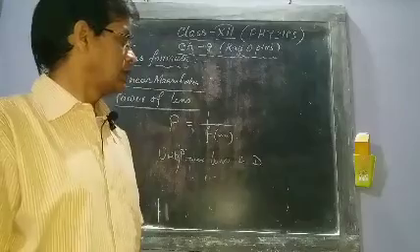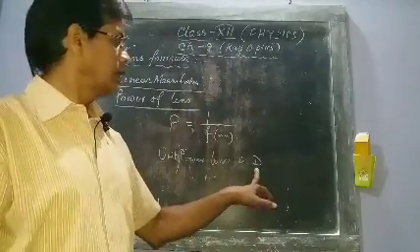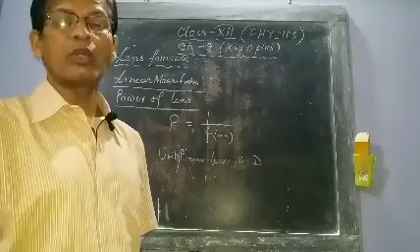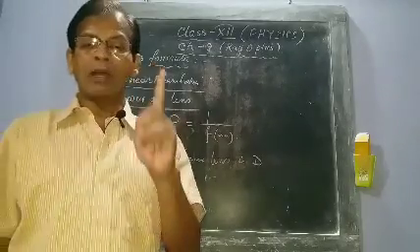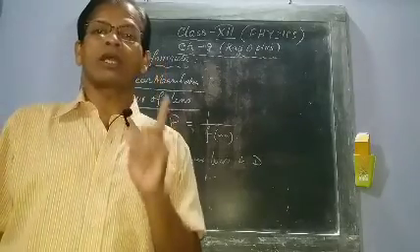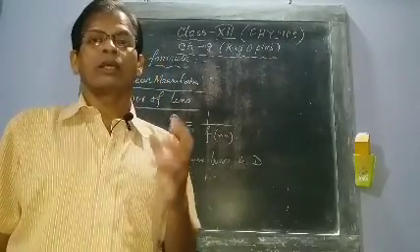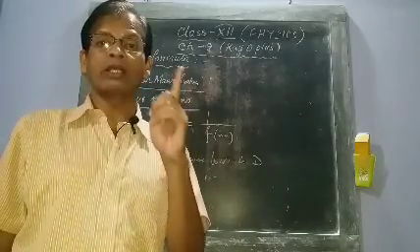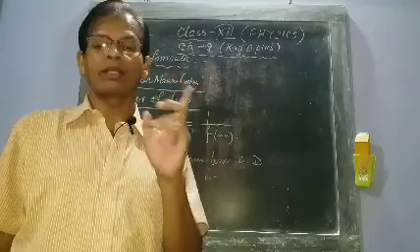D-I-O-P-T-R-E. Diopter. Diopter is denoted by D. What is one diopter? The power of a lens is called one diopter if its focal length is 1 meter. If the focal length of a lens is 1 meter, then its power will be 1 diopter.